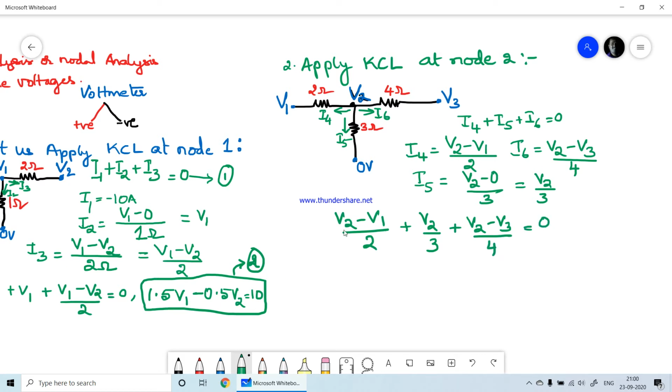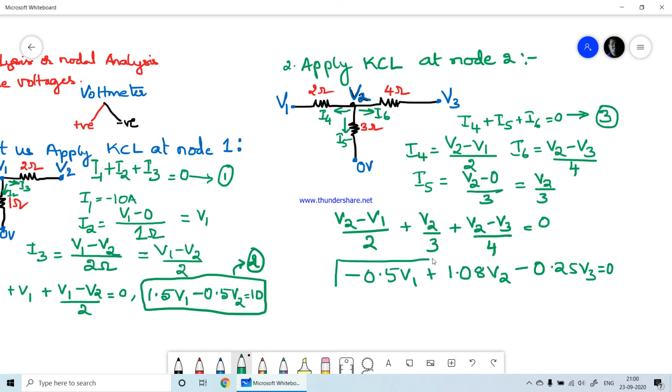Therefore if you solve this equation, I'll get minus 0.5 times V1 plus 1.08 V2 minus 0.25 V3 equals 0. The first equation was from I1 plus I2 plus I3 equals 0. We got the second equation while applying KCL at node 1. Now we have I4 plus I5 plus I6 as the third, and the node equation in terms of V1, V2, V3 is this. Let us mark this equation as the fourth equation.